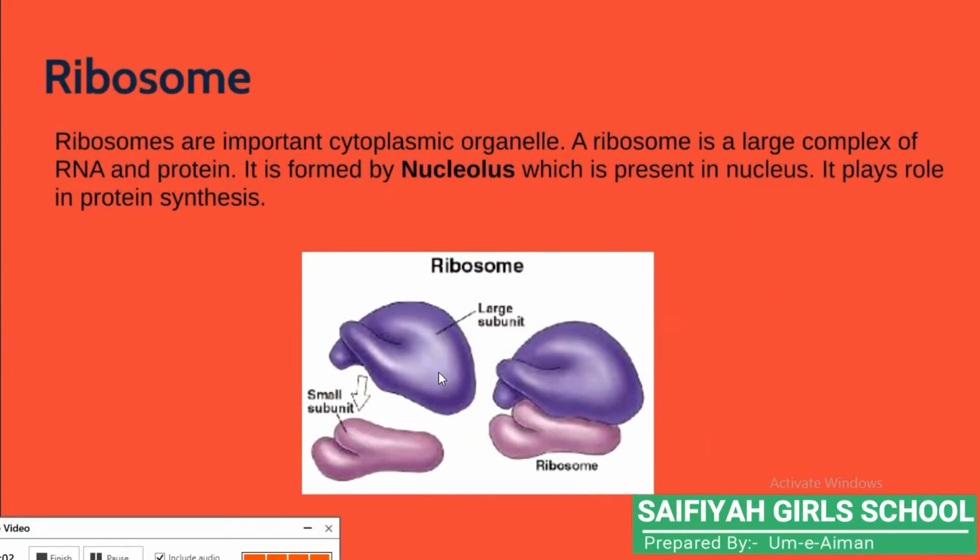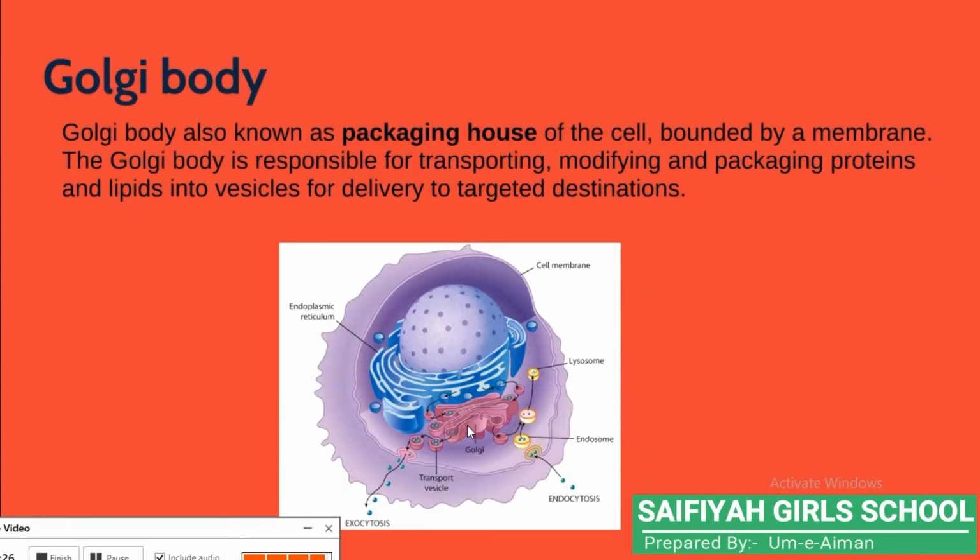Ribosomes are important cytoplasmic organelles. Ribosome is a large complex of RNA and protein. It is made up of two subunits, large subunit and small subunit. It is formed by the nucleolus, which is present in the nucleus of the cell. It plays a role in the synthesis of protein.